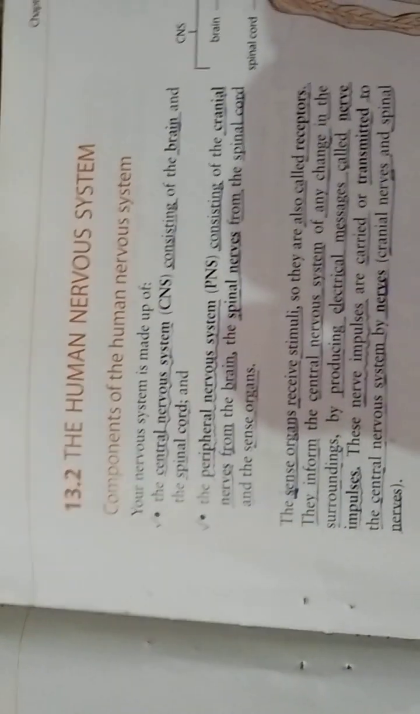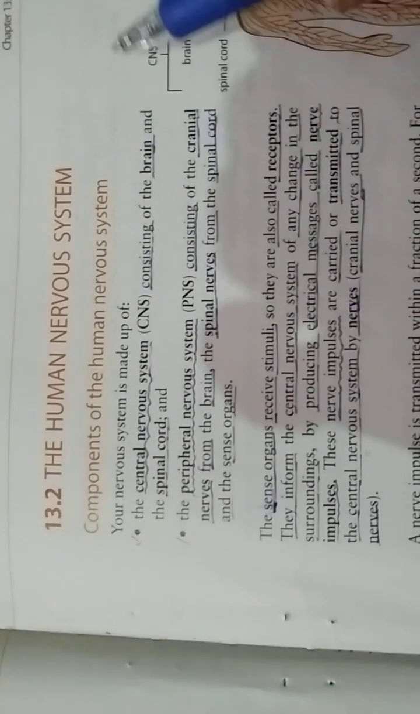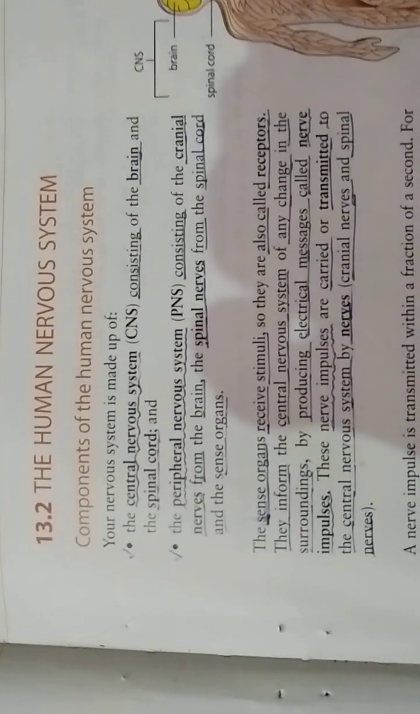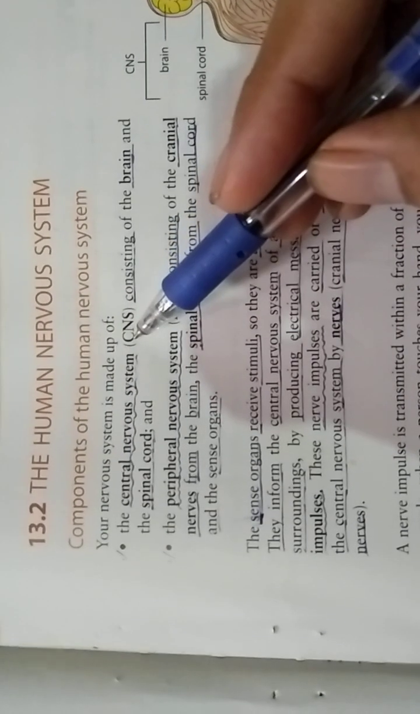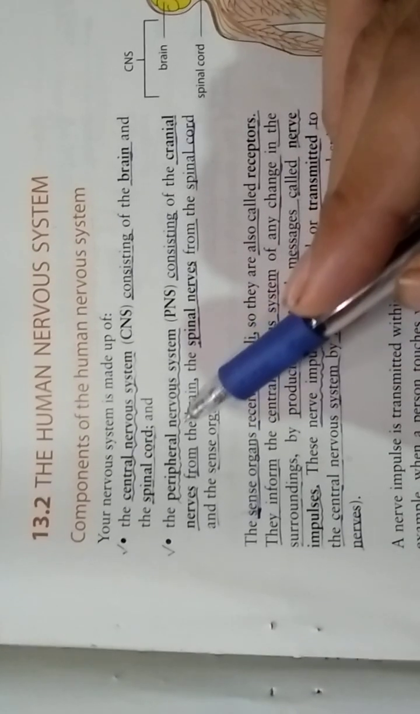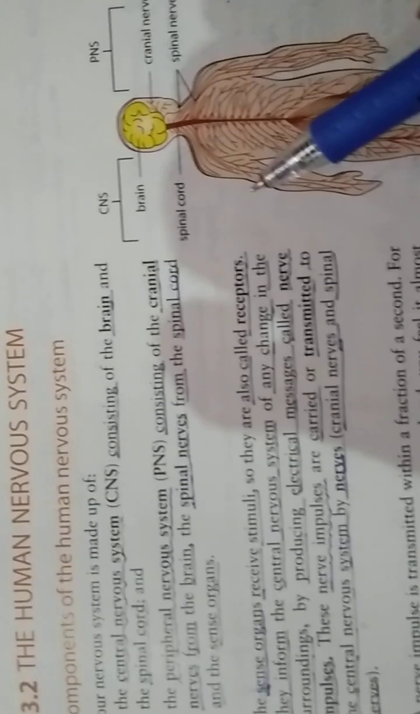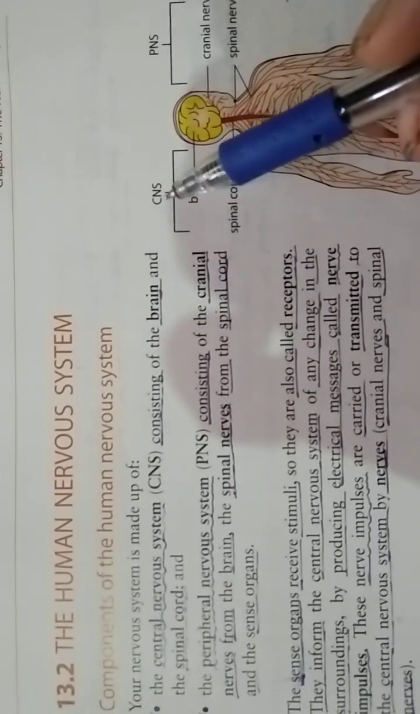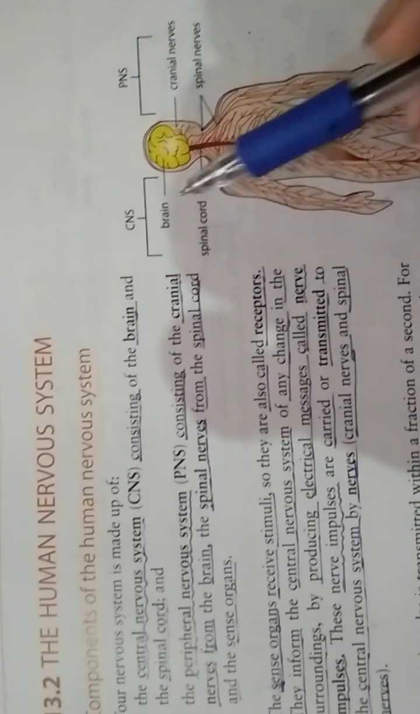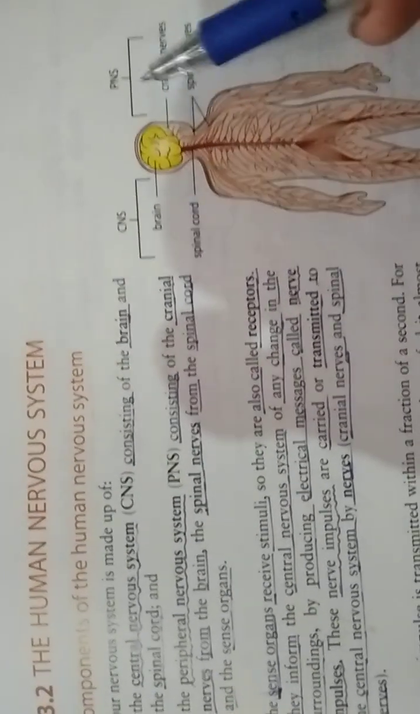The human nervous system consists of two main parts: the central nervous system and the peripheral nervous system. Look at this diagram. The central nervous system consists of the brain and spinal cord. That's the spinal cord.